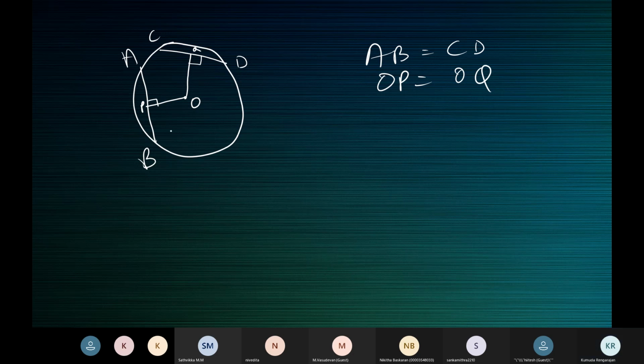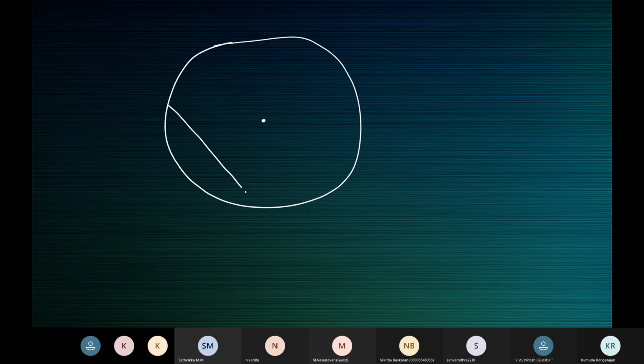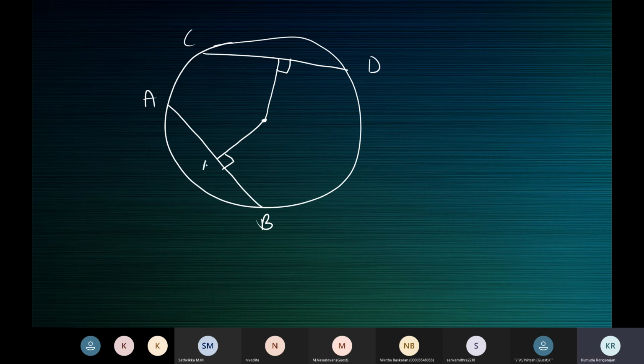How do we prove this? Let's complete the triangles. Join OA, join OC. Let me draw a bigger figure. Two chords and their perpendicular distances from the center. Let's call them AB and CD, with perpendicular distances M and N, and center O. This is what we have.